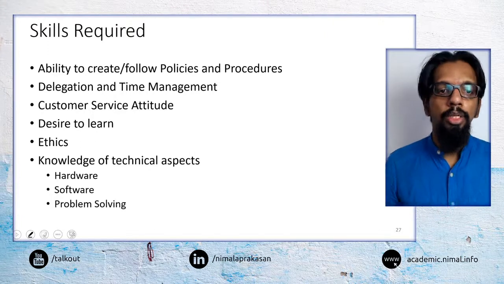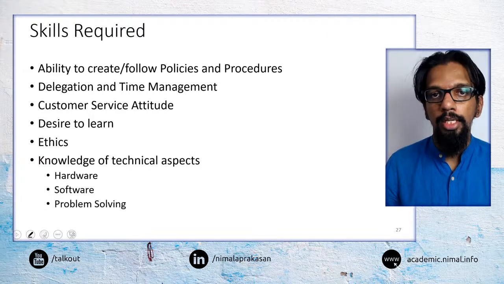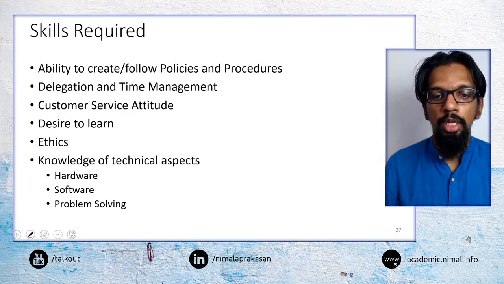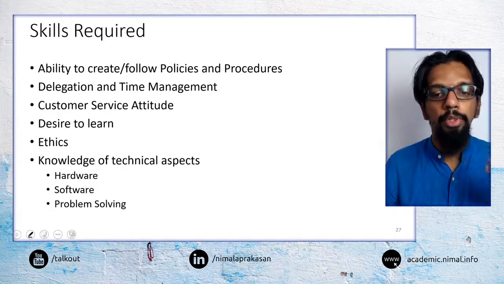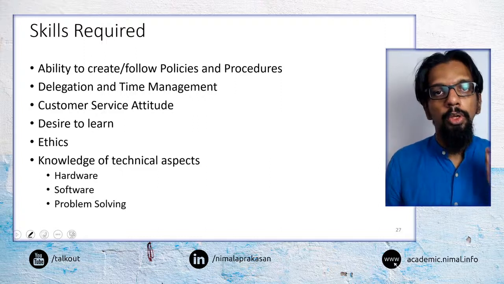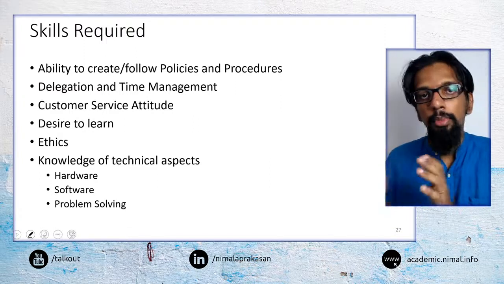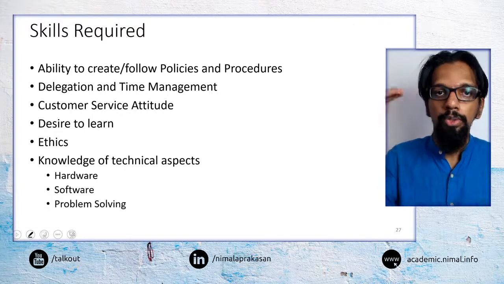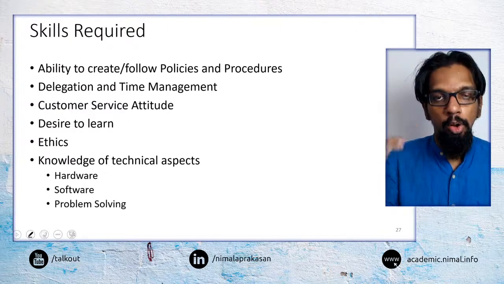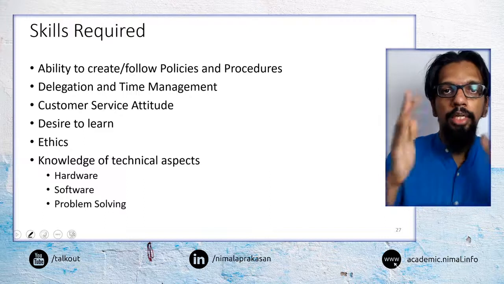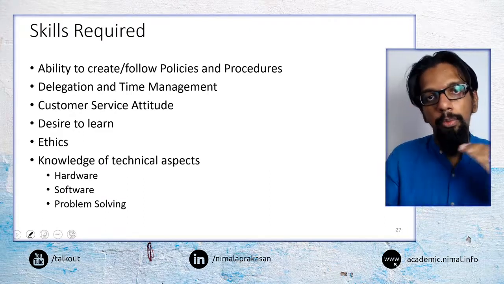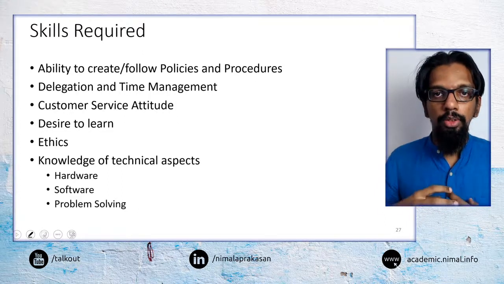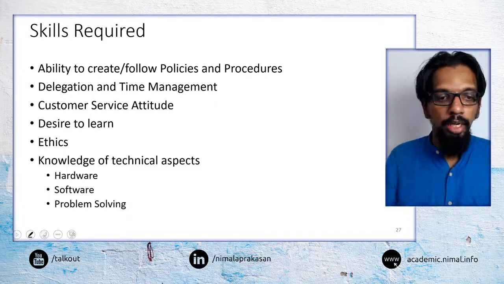So finally, let's look at some of the common skills that may be necessary for someone to be a system administrator. One of the main things is that procedures and policies should be followed. Just because you have the skill set to do things in servers and computers will not be enough, because in an organizational environment, you should do things according to policies and procedures. So you should be able to create and follow such policies. Then you have to manage time appropriately and give responsibility to others as well, not taking everything on yourself. You may have others doing some other tasks as well.